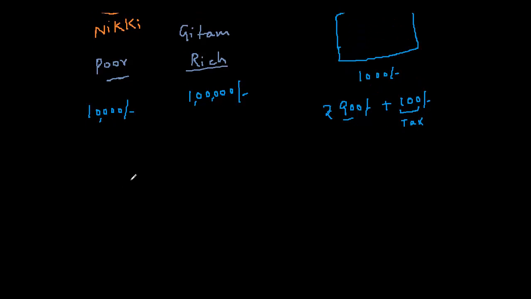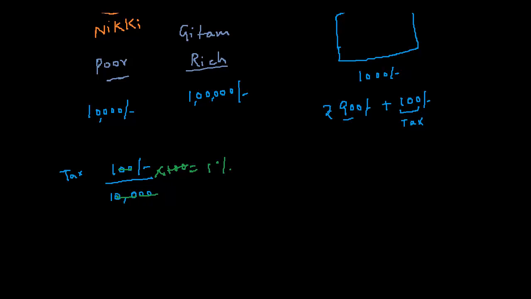Nikki purchased this particular grocery item and paid 100 rupees as tax. Now, what is the percentage of tax that she has paid out of the total pocket money that she had? Let us see here. 10,000, and 100 rupees as the tax amount, which comes out to be 1%.